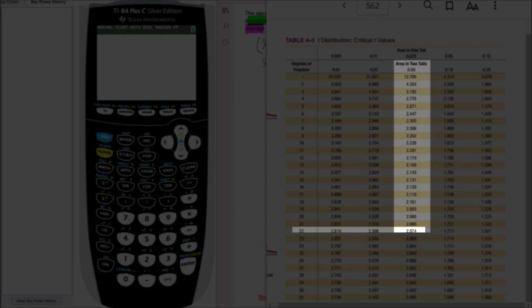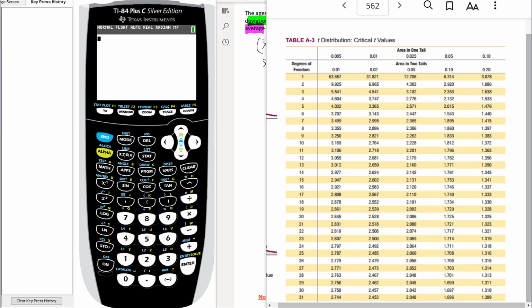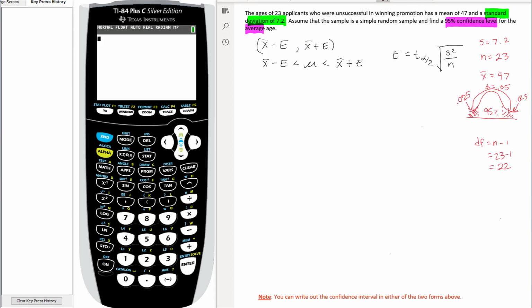So if you go down and you go across, you're going to get a critical value of 2.074. This is a number that we're going to use as t sub alpha over 2. So t sub alpha over 2 is equal to 2.074. This is a number again that we're going to use for this value in the margin of error.